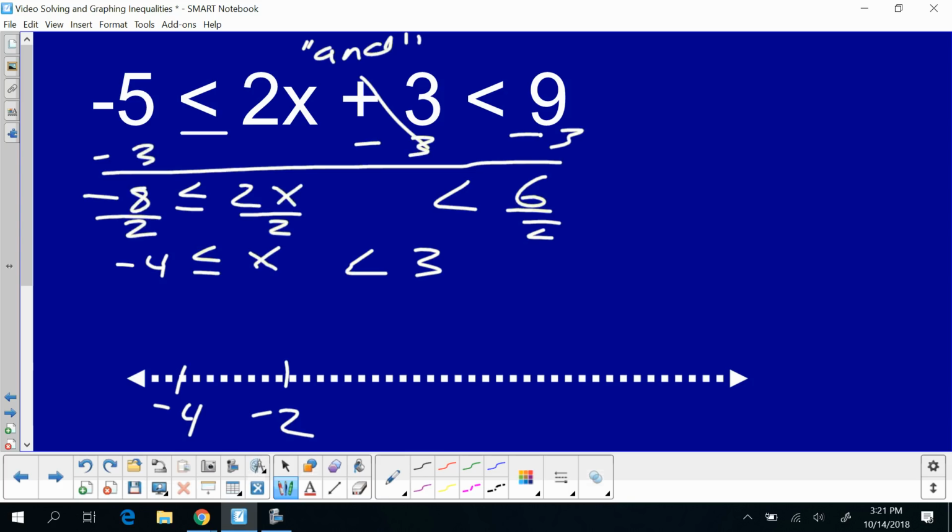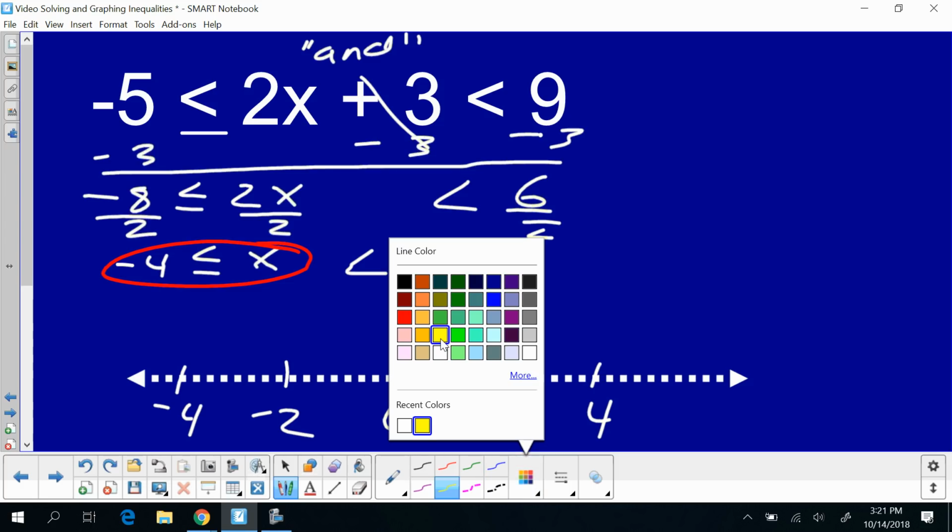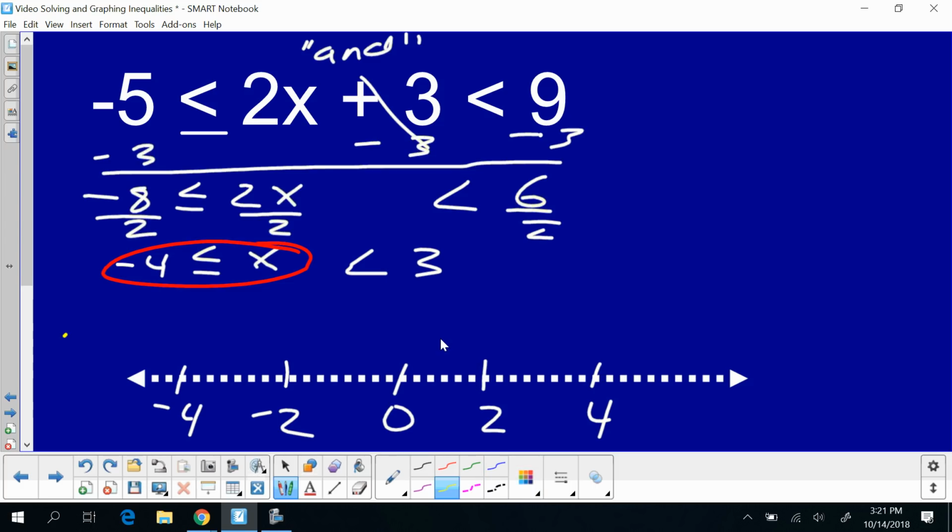I'll put negative 2, 0, 2, 4. So the first part of this, if I look at the middle part, negative 4 is less than or equal to x. Well, I'm going to take a look at this part of the inequality and say negative 4 is less than or equal to negative 4.